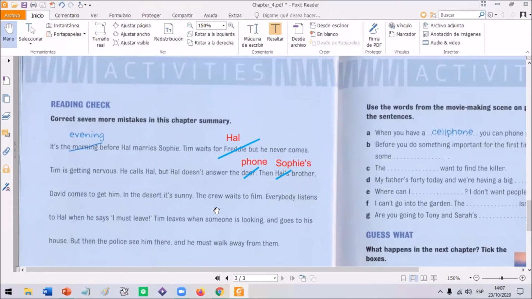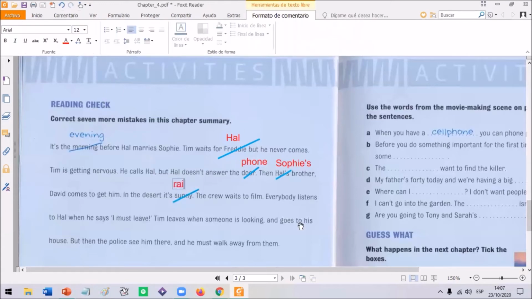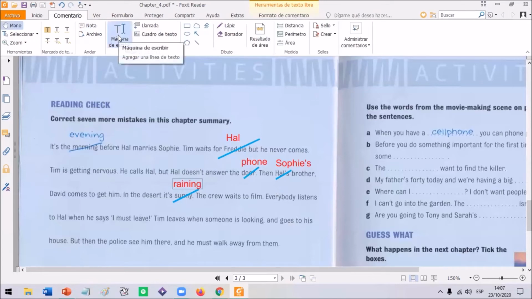In the desert, it's sunny. Is this correct? What's the weather like in the desert? It's not sunny. Right, it's raining. In the desert, it's raining. The crew waits to film. Quería decir que esperan para filmar. The crew waits to film.